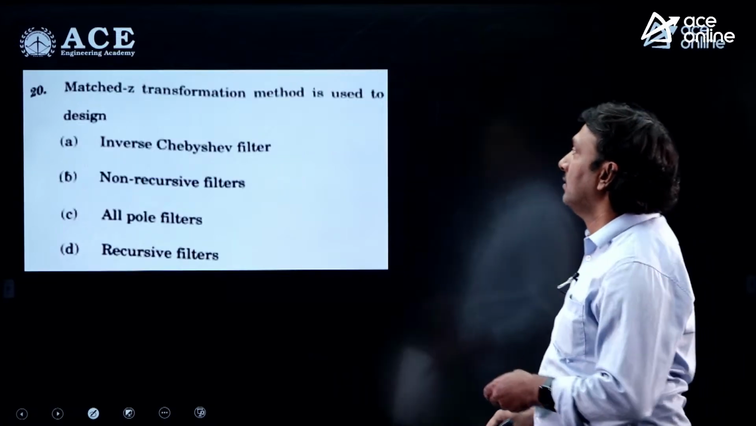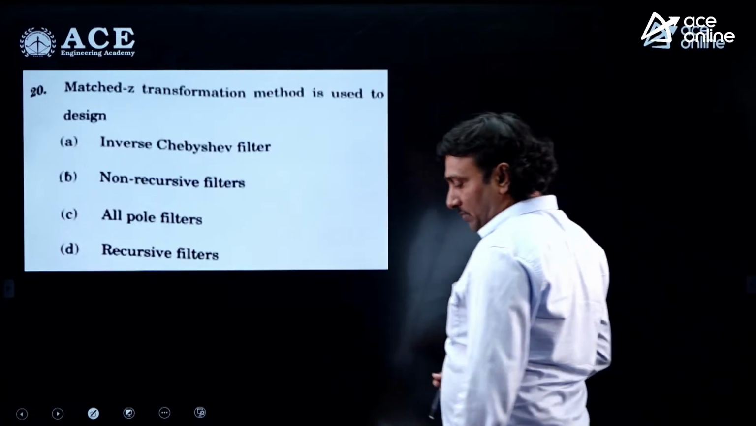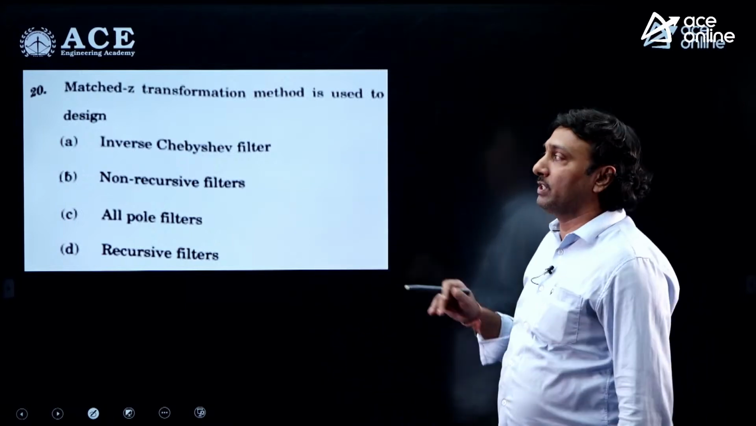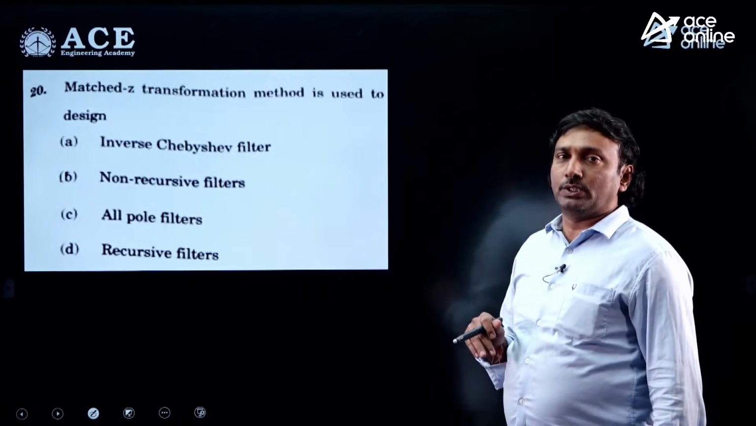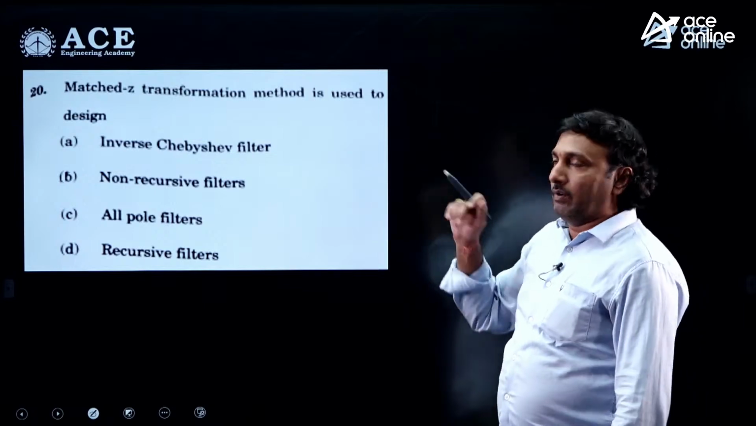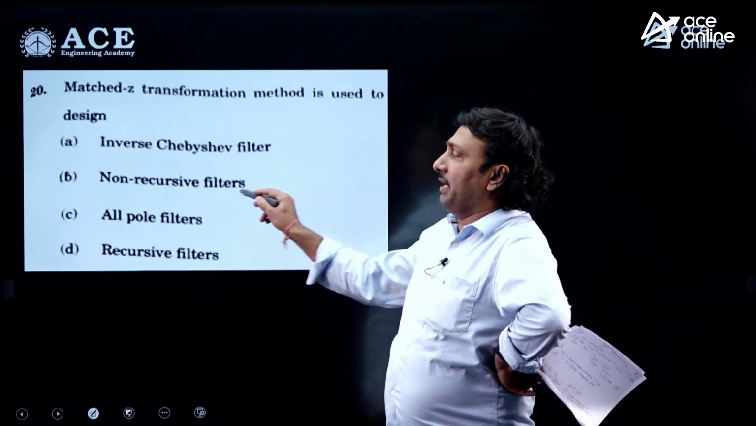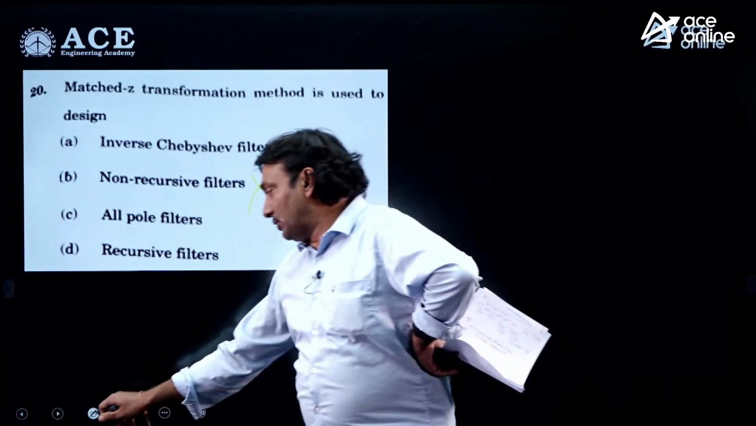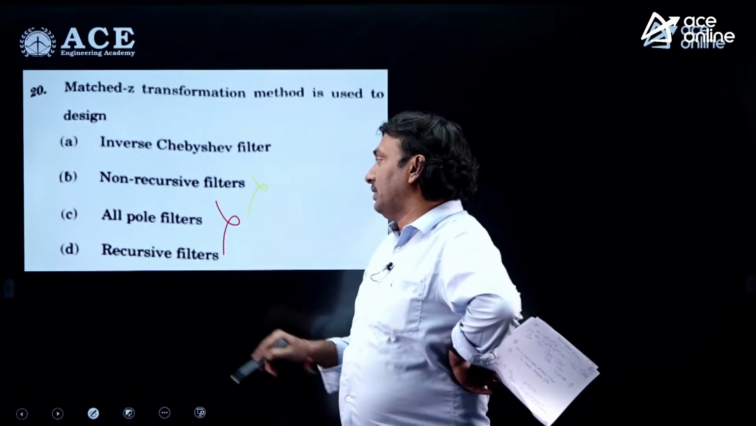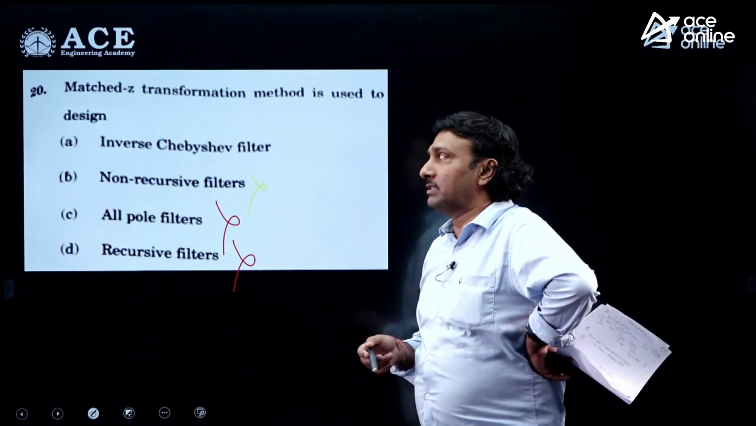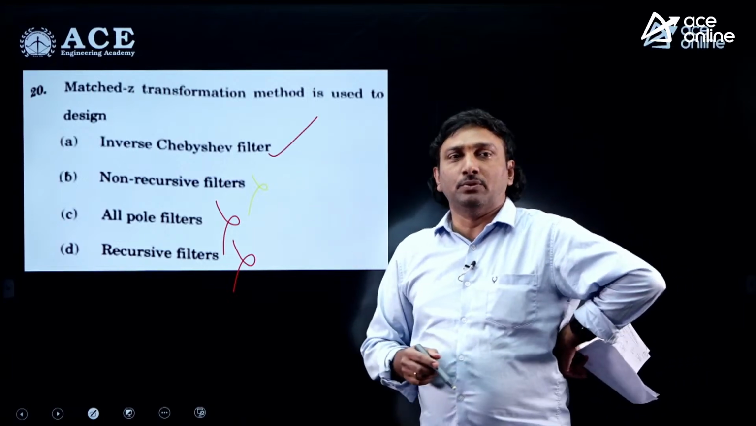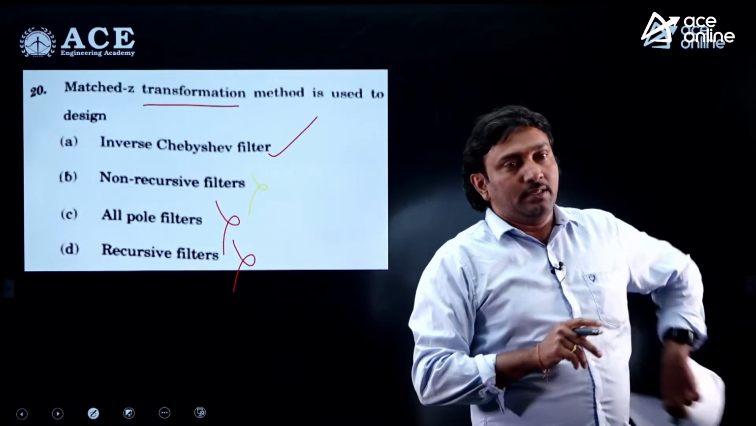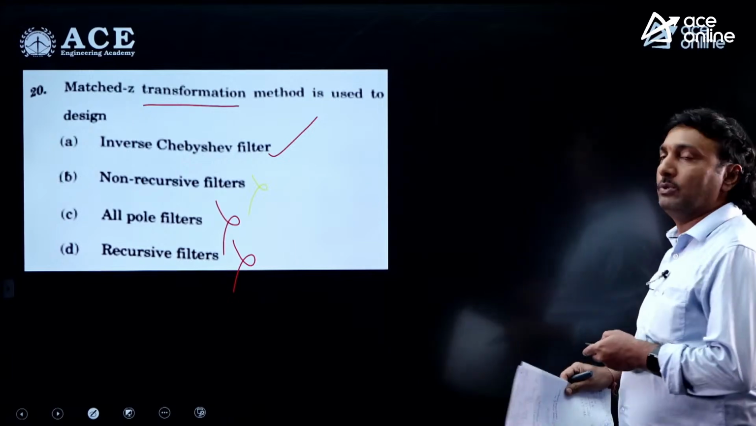Okay, very simple model. Matched Z-transform. Generally we will discuss IIT and BLT, impulse invariant and bilinear. Matched Z-transform in a transfer function will map poles and zeros separately from the S plane to the Z plane. So out of the given options, which contains both poles and zeros? Non-recursive, no feedback, that is FIR, so eliminate that option. Option C can also be eliminated because the word all-pole filter is used. Recursive filters can be implemented in both ways. So the only possible option is inverse Chebyshev because it contains both poles and zeros. That is the beauty of MZT, the matched Z-transform method. It can map both poles and zeros from the S plane to the Z plane.